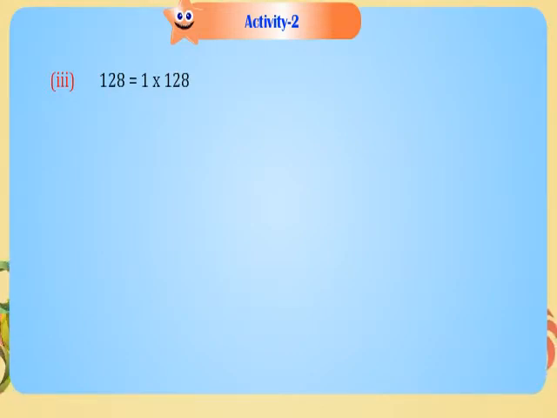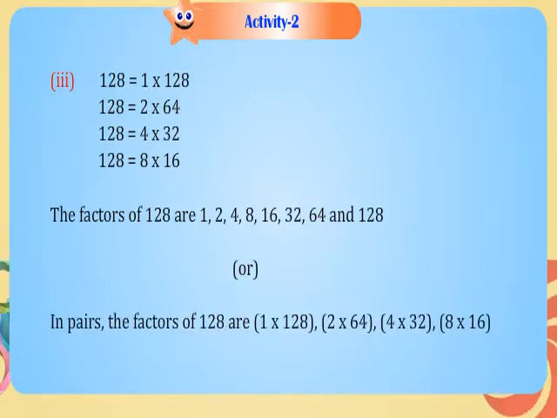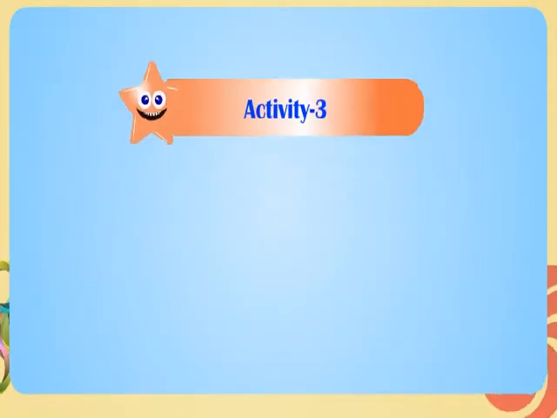Third, 128 equals 1 into 128, 128 equals 2 into 64, 128 equals 4 into 32, 128 equals 8 into 16. The factors of 128 are 1, 2, 4, 8, 16, 32, 64 and 128. Or, in pairs, the factors of 128 are 1 into 128, 2 into 64, 4 into 32, 8 into 16.